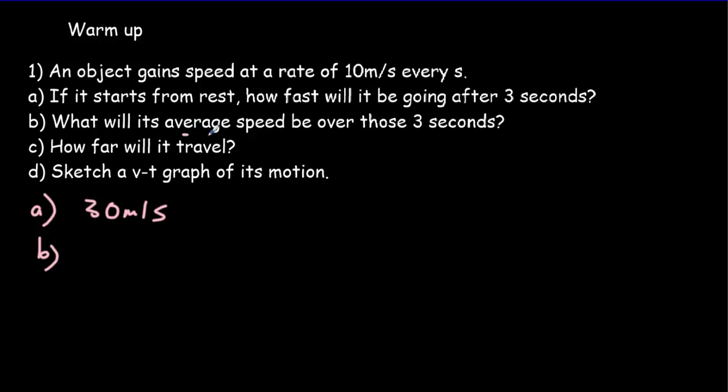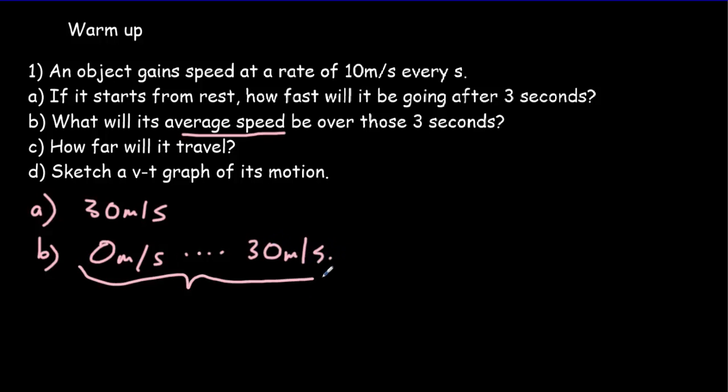Part B, average speed. Well, it started out with a speed of 0 meters per second, and it increased its speed at that constant rate, 10 meters per second every second, until it reached 30 meters per second. Because it was increasing at a constant rate, the average speed should just be in the middle of 0 and 30. It should be 15 meters per second.